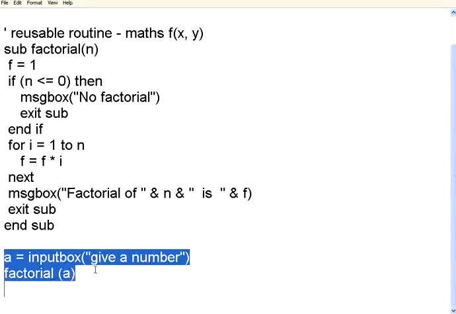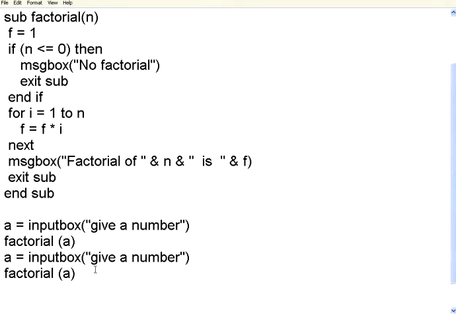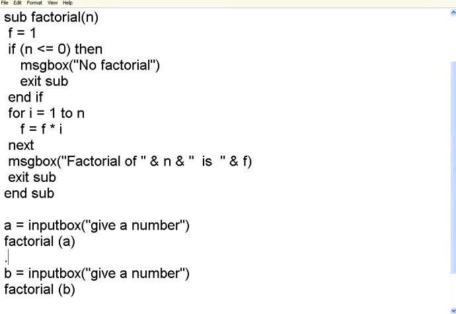Now I want to calculate for another number, for b. Assume that there are many lines in between and I have to use the same routine once again. At that point of time, all you need to do is just call factorial b. Now let us execute this.